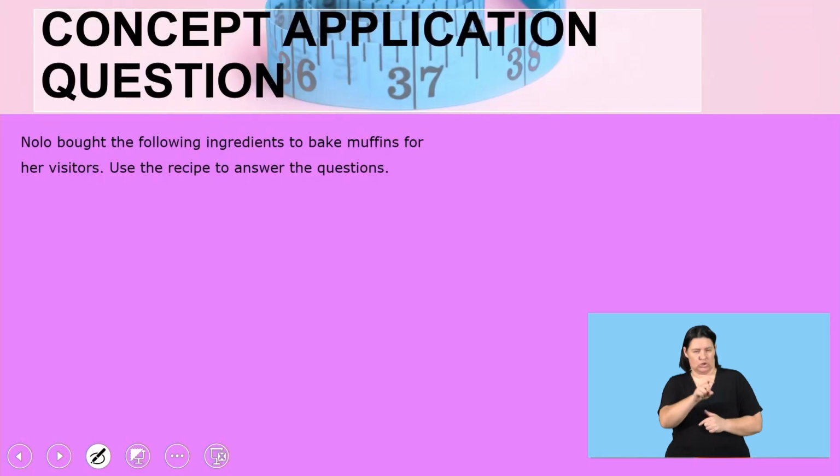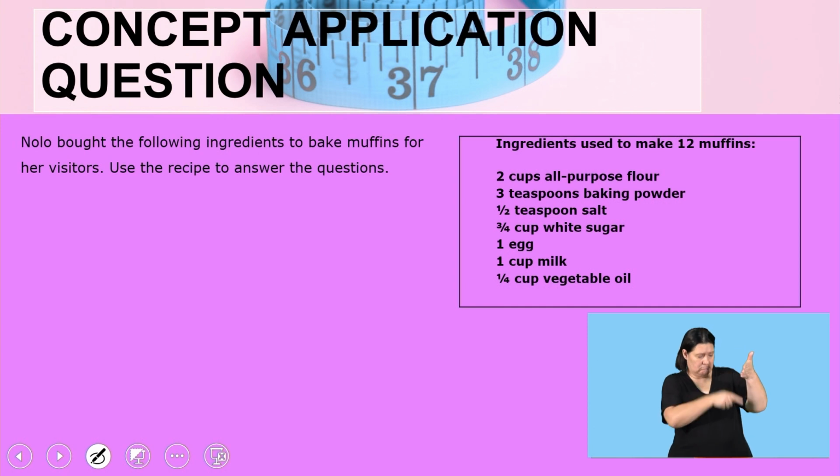Okay, let's have a look at these questions. Number 1, Nolo bought the following ingredients to bake muffins for her visitors. Use the recipe to answer the questions. Okay, here's the recipe which is given. When you answer this question, make sure that you go through the recipe before you answer your questions.